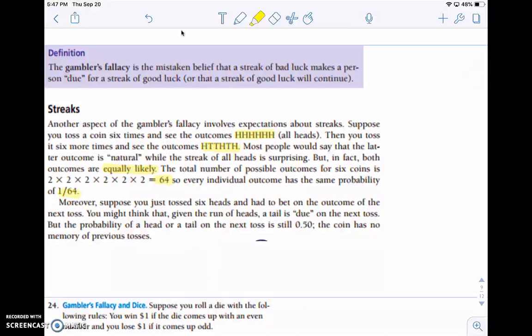Also, suppose that you just tossed the 6 heads and had to bet on the outcome of the next toss. You might think that given the run of heads, a tail is due on the next toss. However, the probability of a head or tail on the next toss is still 0.5. The coin doesn't remember what happened in the past. And so this idea that something is due, or there's a streak going, the luck should continue, or the luck's going to run out, or whatever, that is a huge fallacy when it comes to random probabilities.